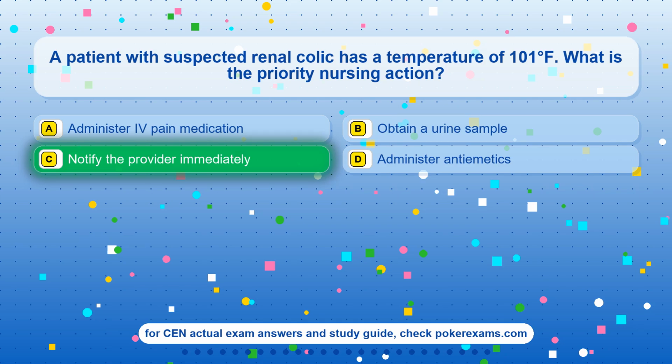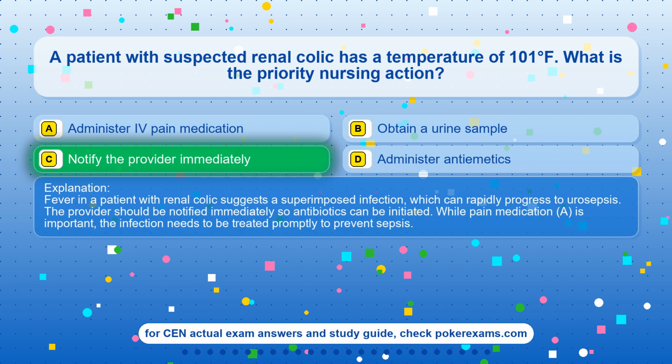The correct answer is option C. Notify the provider immediately. Fever in a patient with renal colic suggests a superimposed infection, which can rapidly progress to urosepsis. The provider should be notified immediately so antibiotics can be initiated. While pain medication, A, is important, the infection needs to be treated promptly to prevent sepsis.